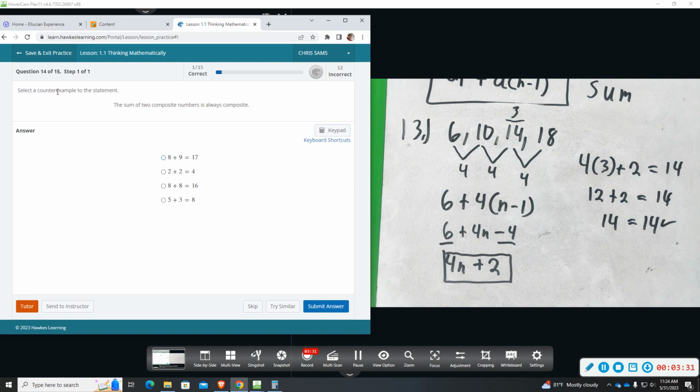Okay, so this one, we want to select a counterexample. That means something that proves the opposite of what the statement is saying. This one says the sum of two composite numbers is always composite. So what is a composite number? What are they talking about?